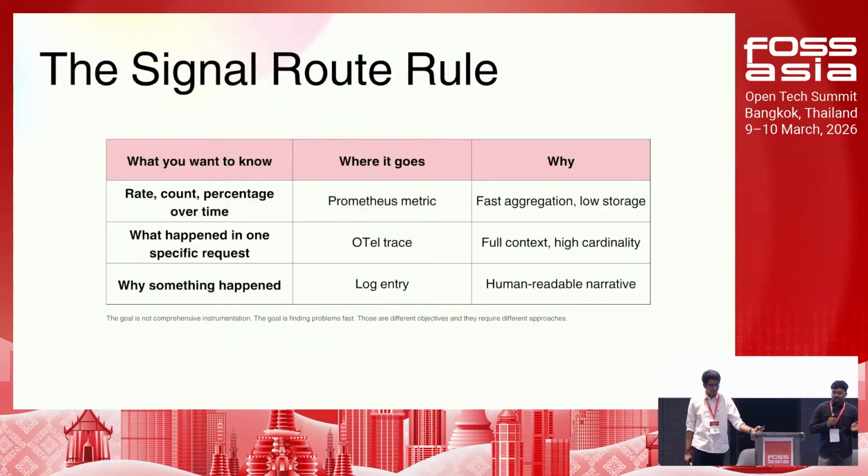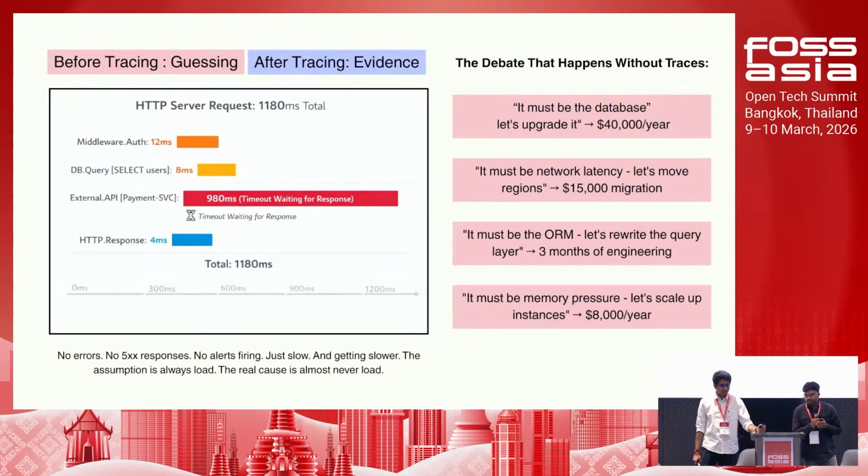So what is the single route rule? Whenever a trace happens and a request happens, how does it flow through a monitoring platform? Whenever a request happens, it goes to the OTel trace, and Prometheus is responsible for all kinds of storage, like how many requests happen and percentages over time, and another log entry will happen in the monitoring platform.